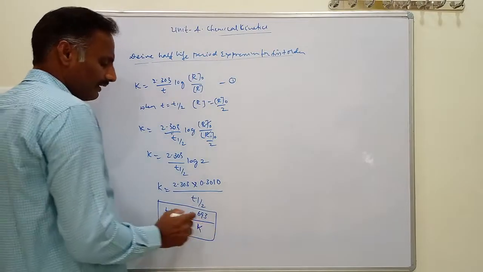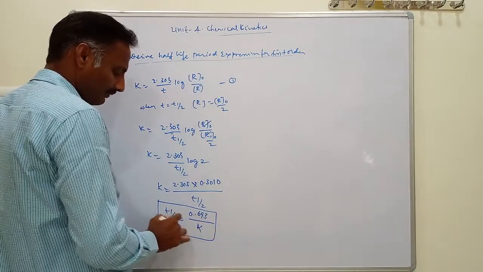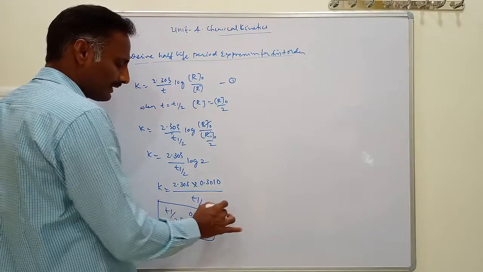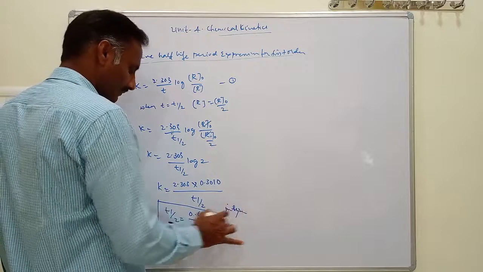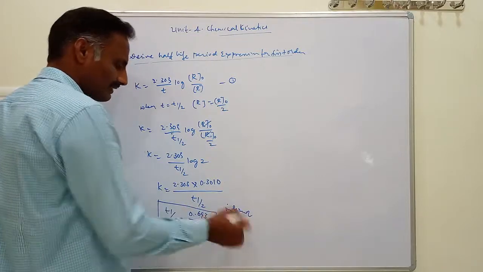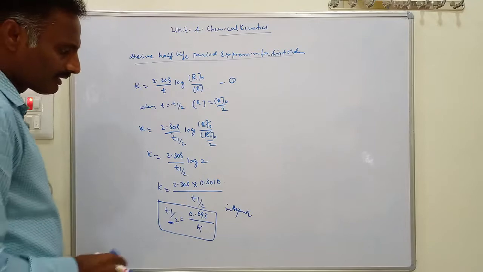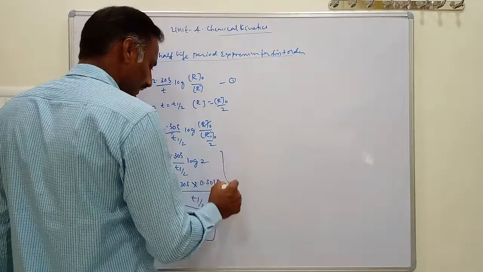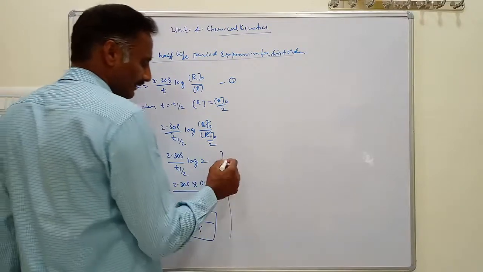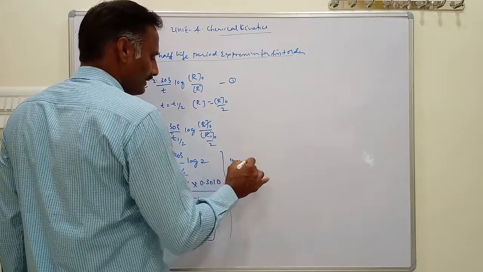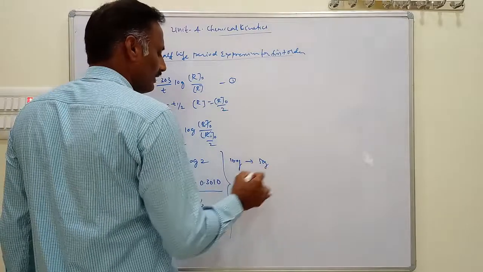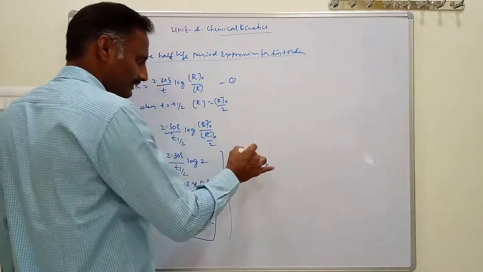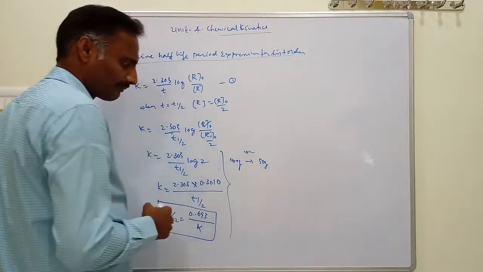That indicates the half-life period of a first order reaction is independent of the initial concentration of reactant. Then what is the meaning of this statement? The meaning is, if 100 gram of a substance is converted into 50 gram, let us consider it takes 10 minutes to convert 100 gram into 50 gram.